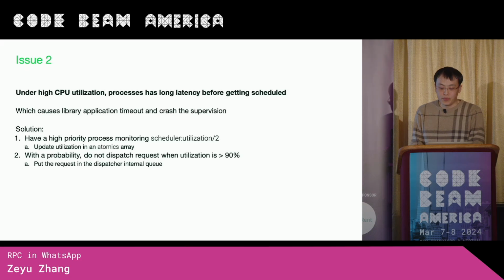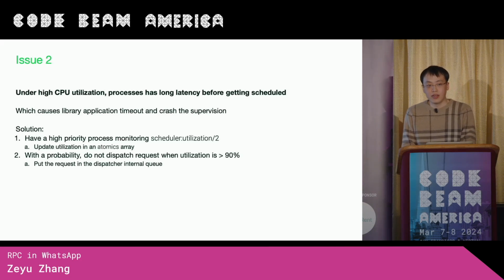The second issue we met is that under high CPU utilization, there can be a long run queue for the Erlang schedulers. Processes may have a long latency before they get scheduled. Because the default gen_server call timeout is 5 seconds, some library applications start to crash because the gen_server is not scheduled for 5 seconds, and this causes cascading failures.